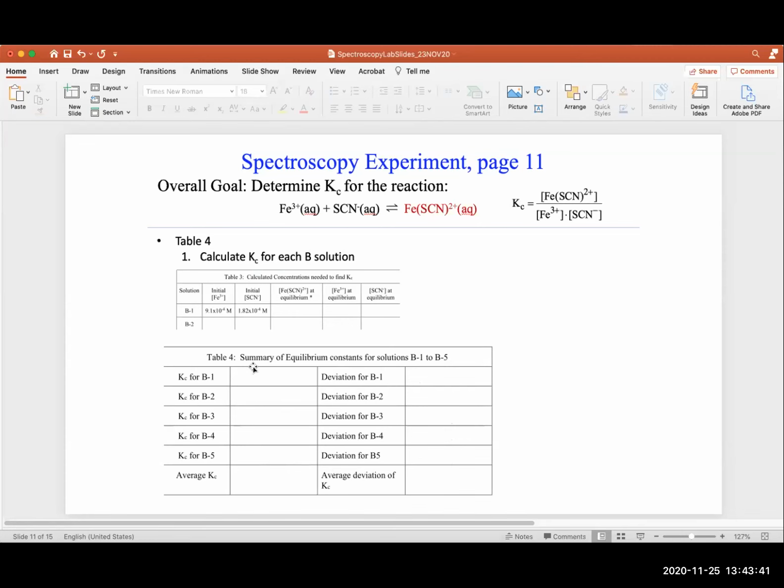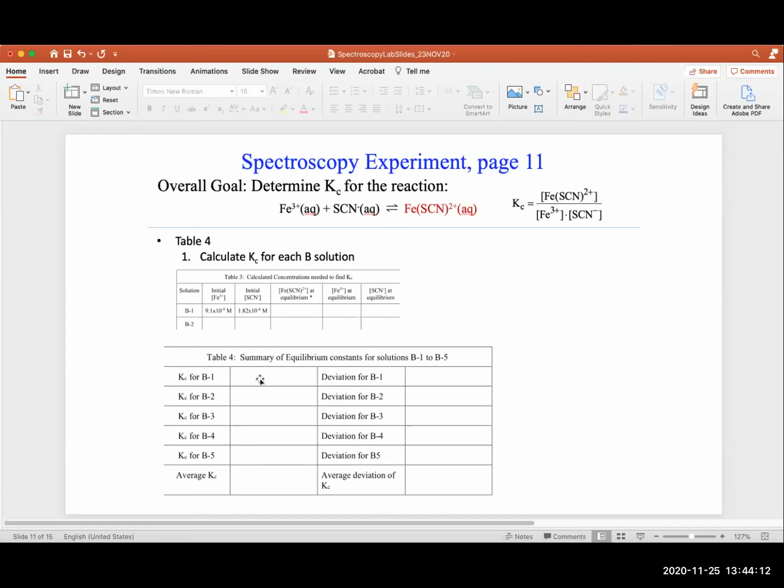A quick question for you guys. If I have the exact same reaction and the exact same temperature, but all I'm changing are the molarity or the volume of one of my reactants, do I expect the numerical value of K to change or stay the same? What do you guys think? Change. So why do you say change? What do you think?